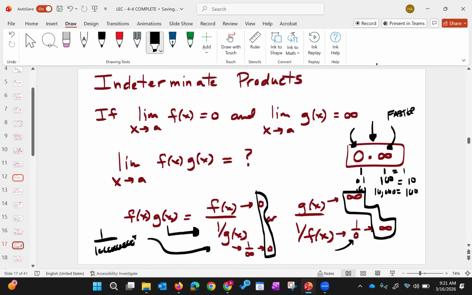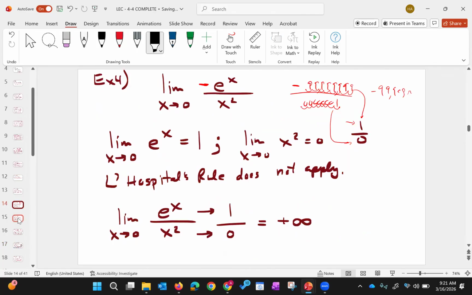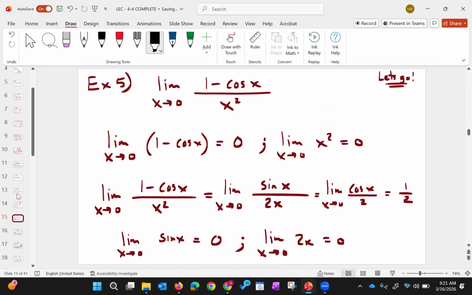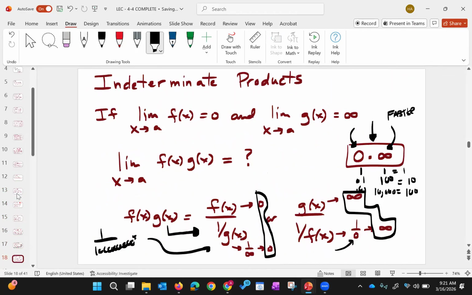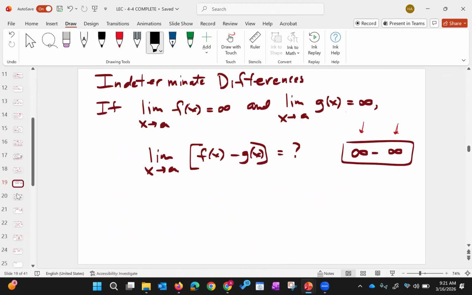The products. Next, I think I did one example, and then we went to. Let me check. Nope, I'm in the wrong spot here. Let's see. There's a product rule. We did one example. We went to differences. There it is. There's that one then.